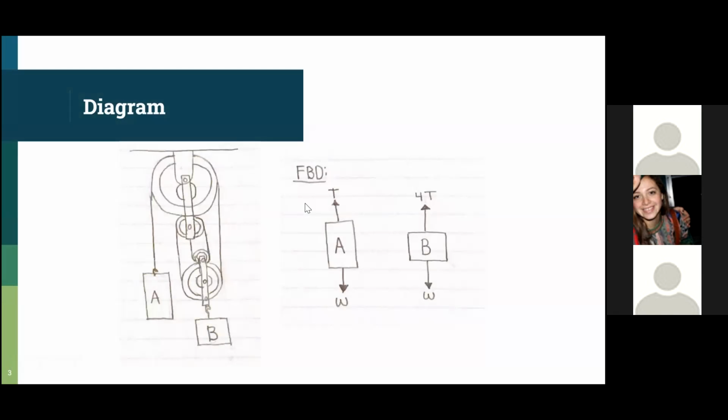Our diagram consists of a pulley system with block A having a mass of 25 for me, 35 for Alyssa, and 45 for Esme. As for block B, I had 20 kilograms, 30 for Alyssa, and 40 for Esme. Our free body diagram consists of A having 1 tension and B having 4 tension.